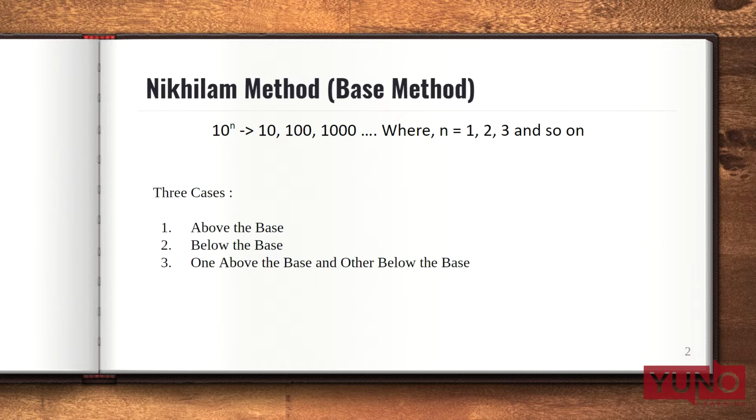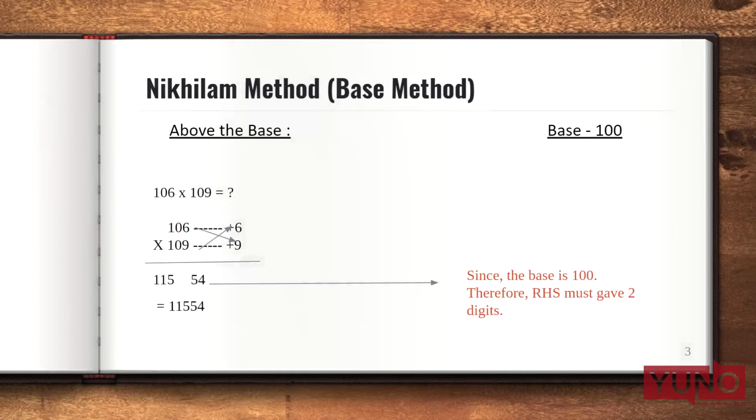Now in this method, we will be discussing three cases. The first is when both the multiplicand and multiplier are above the base. The second is when both of them are below the base. And the last one is when either one of them is above the base and the other is below the base. Let's see an example of above the base and my base is 100.